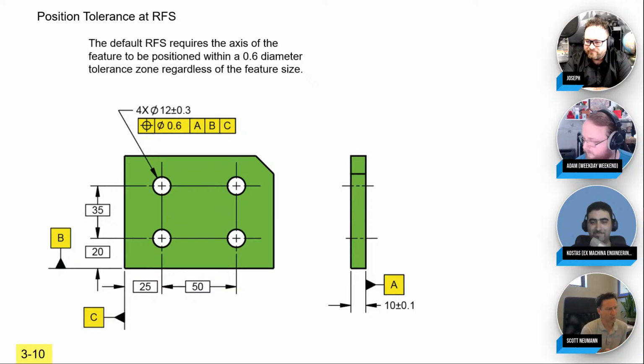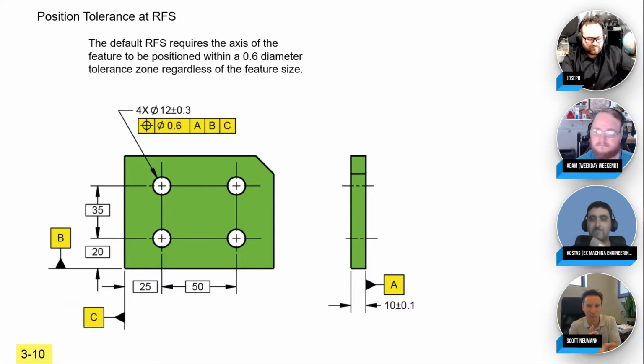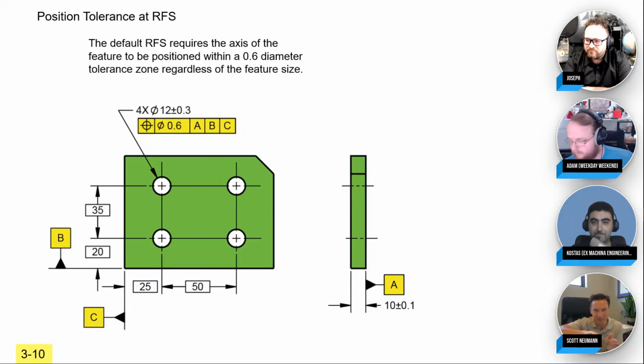The goal is to have a quality control system that accepts all the parts that will function and rejects all the parts that won't function. So as engineers, we have to learn how to specify that line between, all right, these are all the good parts, these are all the bad parts. And geometric tolancing is this awesome language to communicate that.